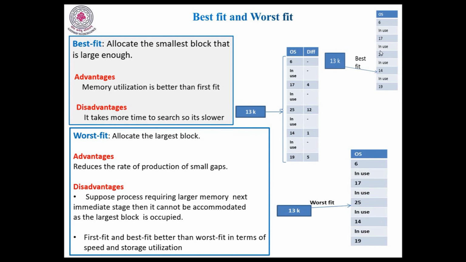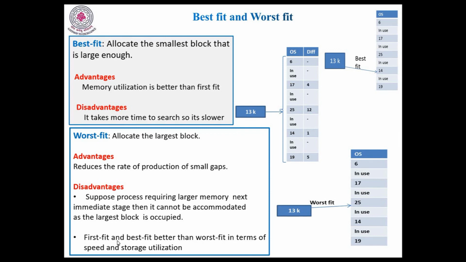You see, with the first fit, the internal fragmentation is 17 minus 13, a difference of 4K. With the best fit, 14K minus 13K, 1K. With the worst fit, you see that here it is 12K. So in terms of storage, first fit and best fit are better than the worst fit.